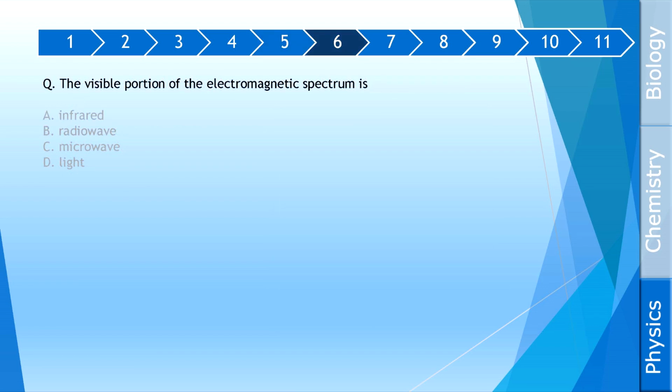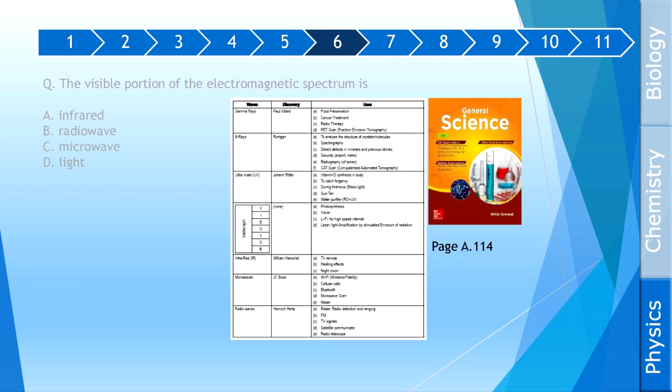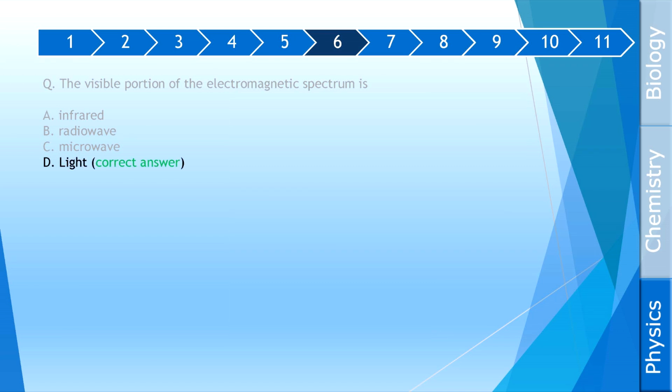Next question is asking about the visible portion of EM waves. This is also an easy question. However, it is important to learn uses and discoveries of other waves as well. A list of them is given in my book. As far as this question is concerned, option D is our answer.